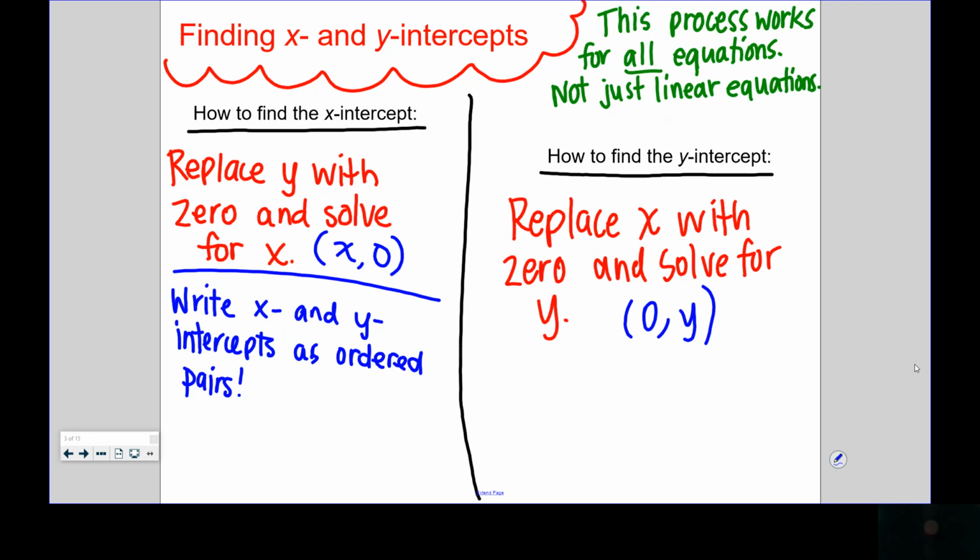Now, whenever you do these on the homework, there's going to be a little option off to the side that says absent. You only are going to use that option if you have some kind of special line that either doesn't cross the x-axis or the y-axis. So the x-intercept is where the line crosses the x-axis, which is the horizontal axis. The y-intercept is where the line crosses the y-axis.